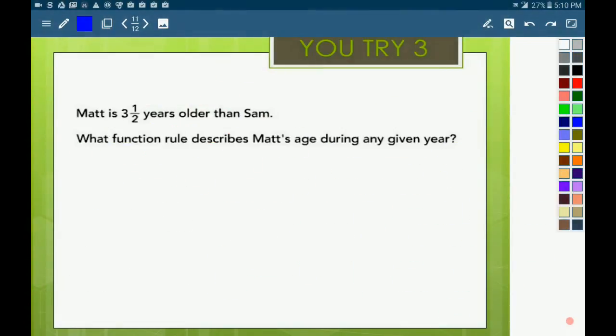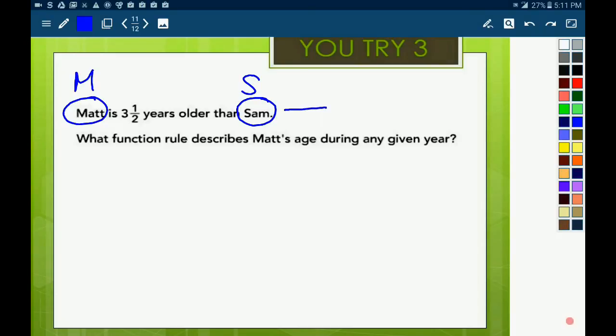Why don't you guys give this a try on your U-Try? Try to think of variables that could represent Matt and Sam. In fact, I would like you to use M for Matt and S for Sam. Try to translate this sentence, and keep in mind y equals mx. Go ahead and give it a shot.